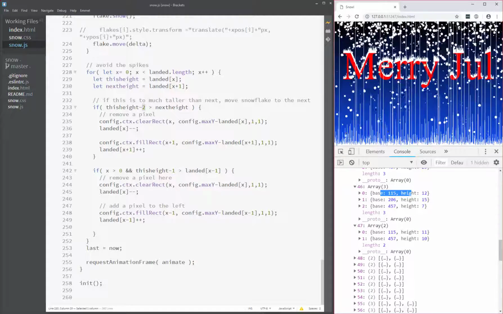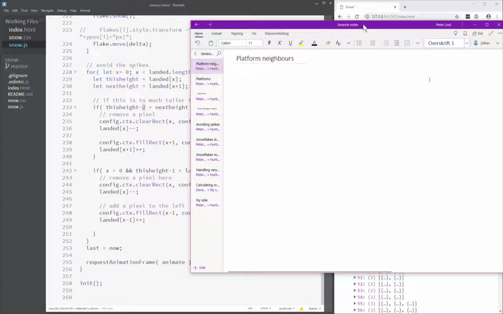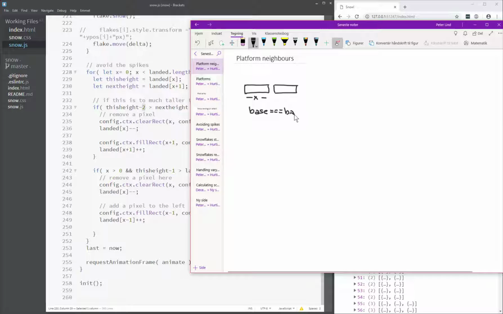And for that, I'm going to make another drawing. So, figuring out if two platforms are neighbors. It could be easy if, say, one was here. This is a platform, this is a single X value here, and then the next one is right next to it here with the same base value. So if the base of one platform is equal to, let's just use three equals, the base of the next one, they are neighbors.